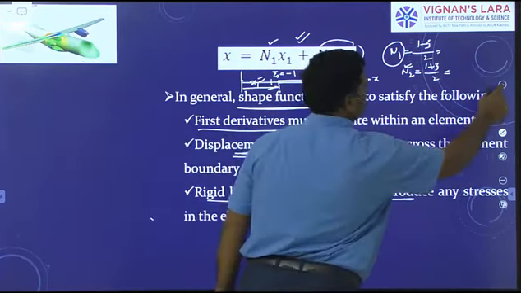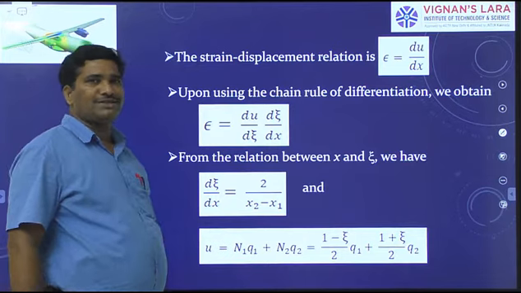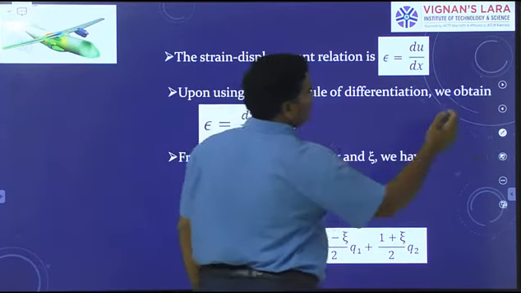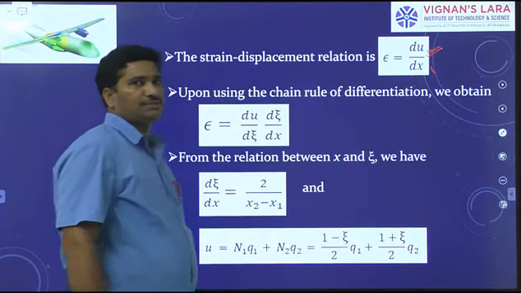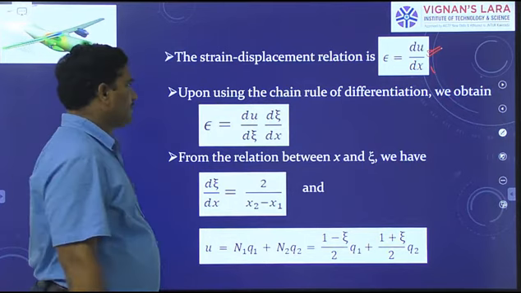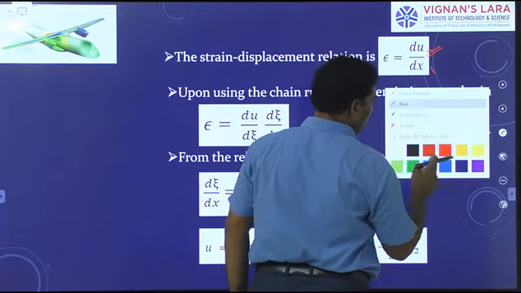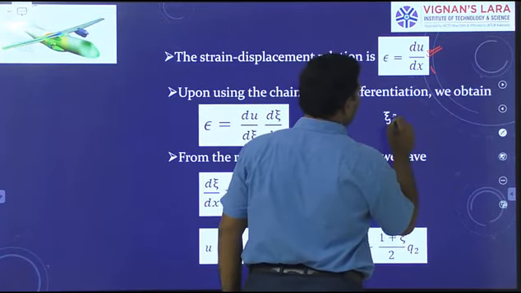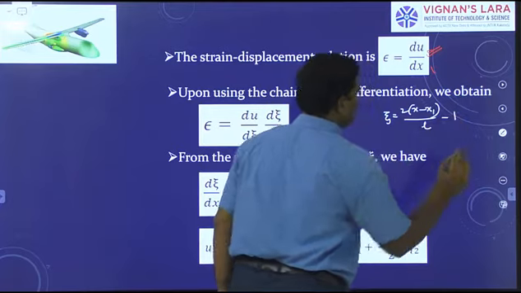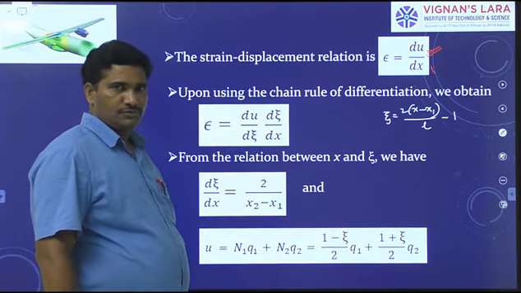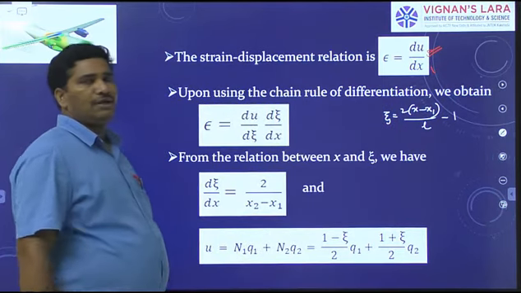Okay. Now, the strain displacement relation. We know that the strain displacement relation is epsilon equals du/dx. Now, how do you write this du/dx? We know that ξ equals 2 into (x minus x1) divided by the length of the element, minus 1. We know this relation: the natural coordinate ξ equals 2(x minus x1)/L minus 1.